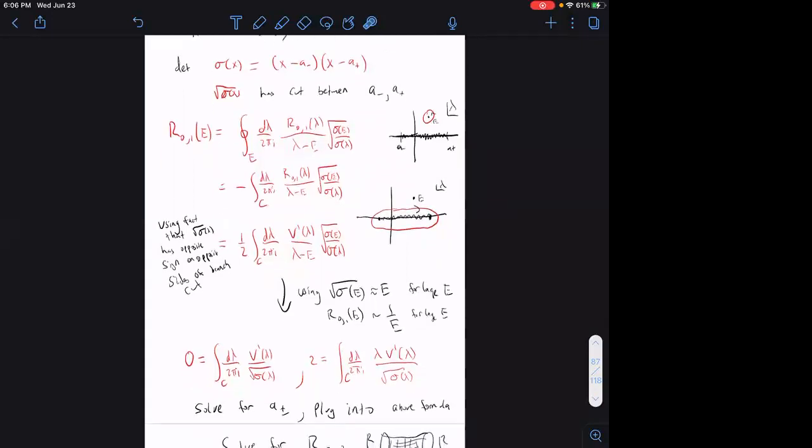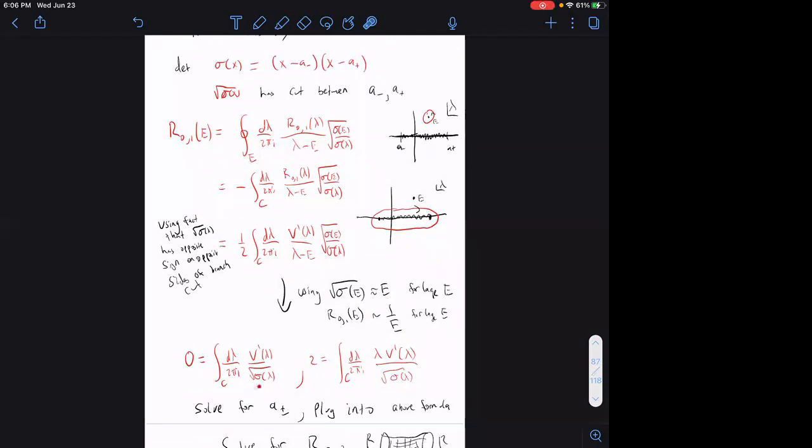Okay, so now we have this formula for the resolvent in terms of this integral of V prime, but it's also got sigma in it. And sigma depends on a plus and a minus. We don't know those yet. But by considering the large E behavior of this formula, we take advantage of the facts that the resolvent as defined has to go like 1 over E at large E, and sigma goes like E squared at large E.